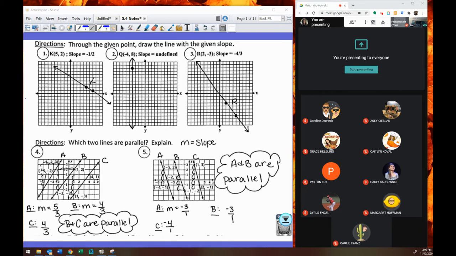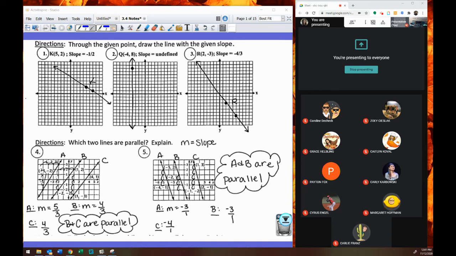I know it's hard to see my pen on top of those grids. But any questions on anything like that? You're good? There were some questions that came up with number 2. Undefined is always a vertical line. So if you plot a point, just draw a vertical line through it. If your slope was 0, if you had to do one like this and it said through this point with a 0 slope, you could plot your point, and then horizontal lines always have 0 slopes. So it would be like number 2, but instead of a vertical line, it'd be horizontal.